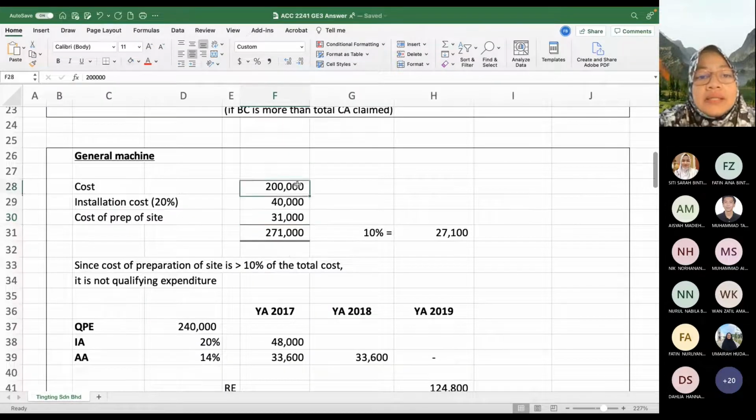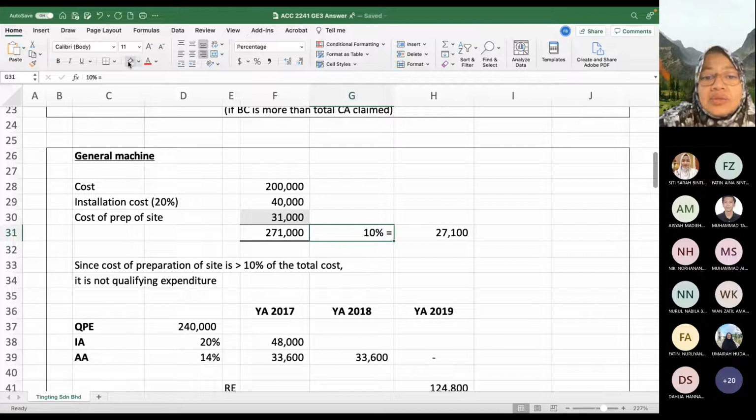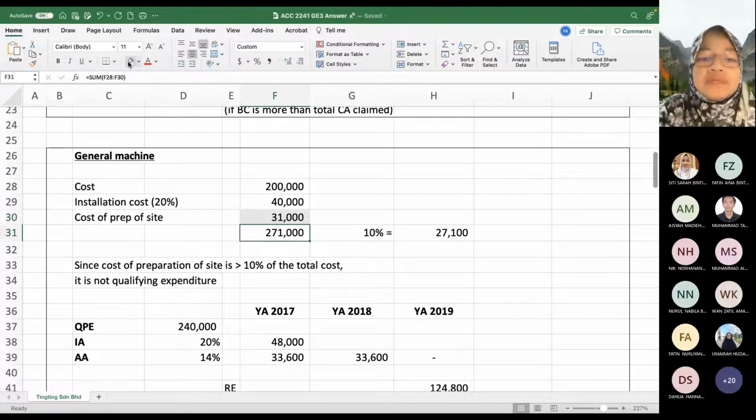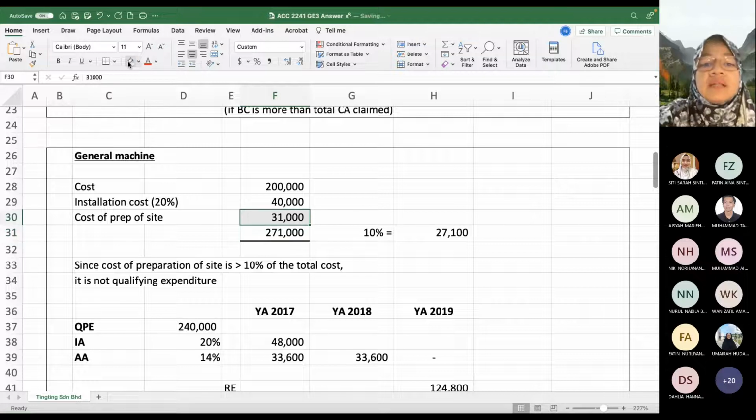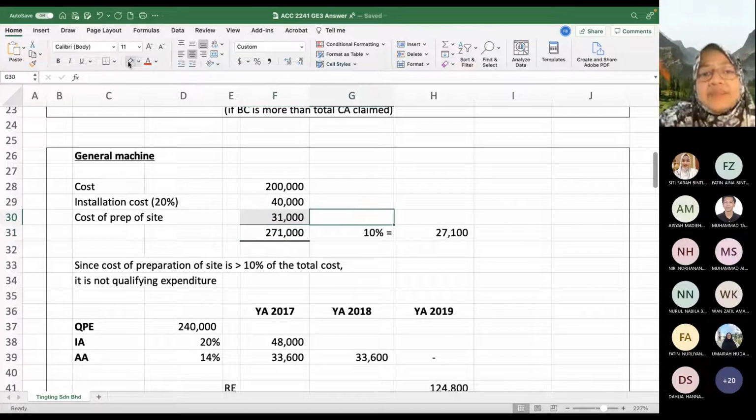So for example, here the cost is 200,000. You have 20% installation cost, 40,000. Cost of preparation is 31,000. Total cost is 271,000. So you have to check this PCTL whether the 31,000 is more than 10% of the total cost. So you know total cost is 271,000. 10% is 27,100. So this is more than the 10% value. So because of that, the PCTL, all right, is a non-qualifying expenditure.